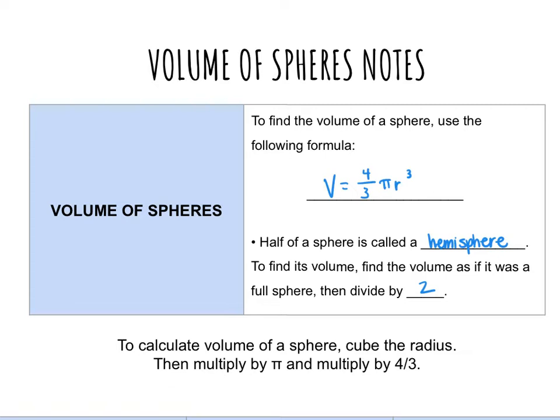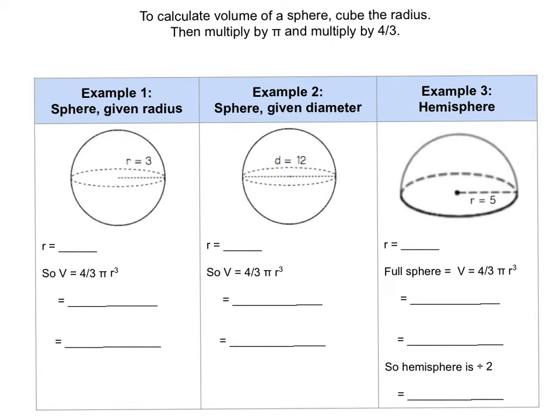So let's go through some examples of using this crazy looking formula. So our first example is where we have a sphere and we're given the radius. So r here is 3. So I'm going to use the formula 4/3 times pi, and I'm going to use 3.14, and then times 3 cubed. So I'm going to go ahead and grab my calculator and start typing all of that in. And I get an answer of 113.04, and the units would be cubed.